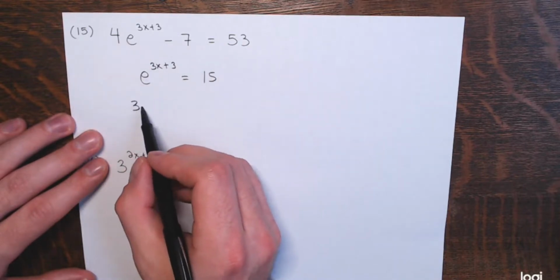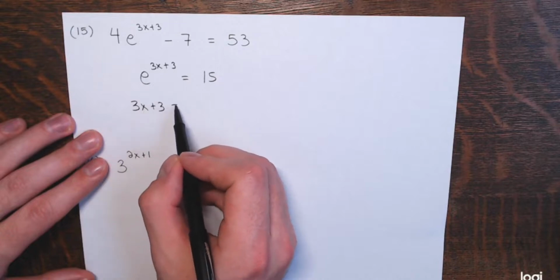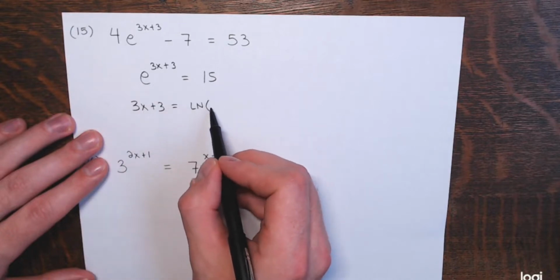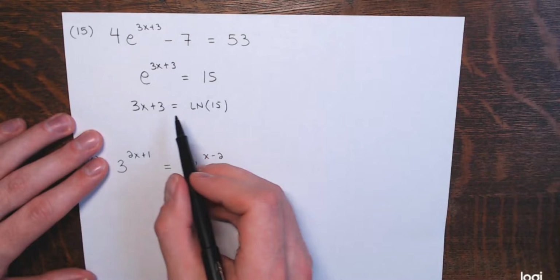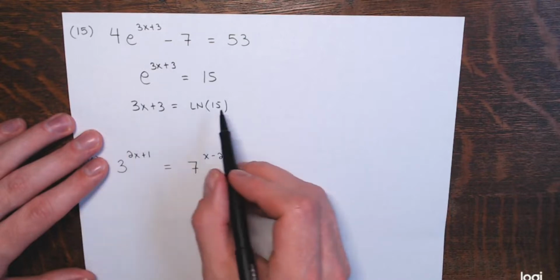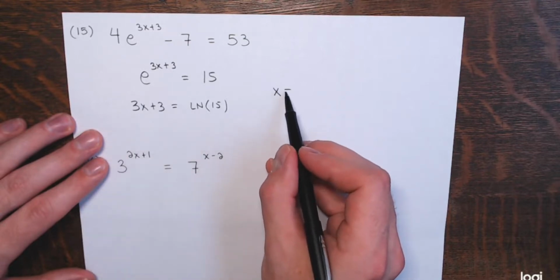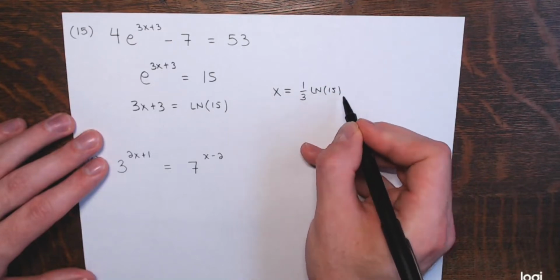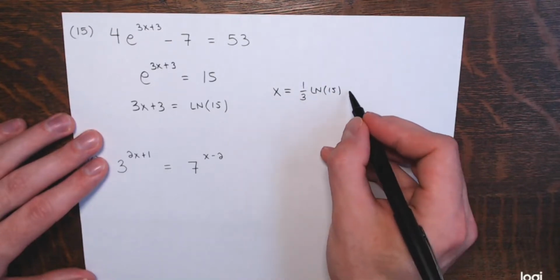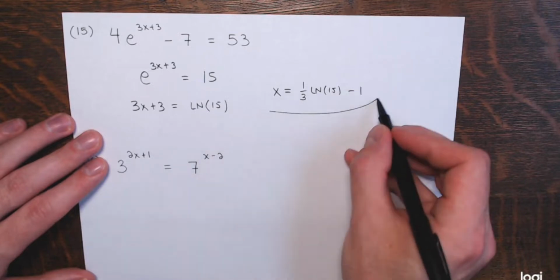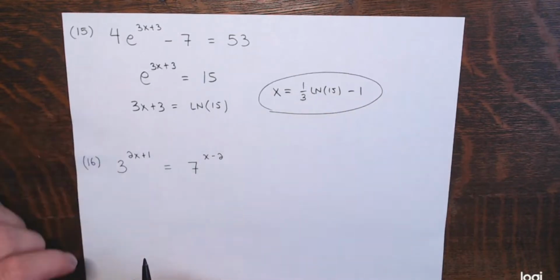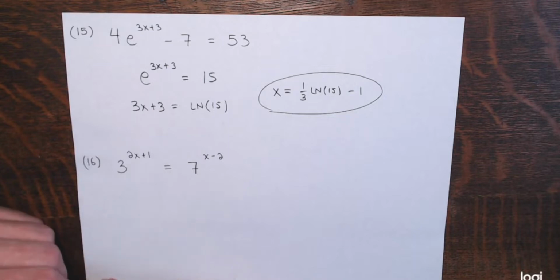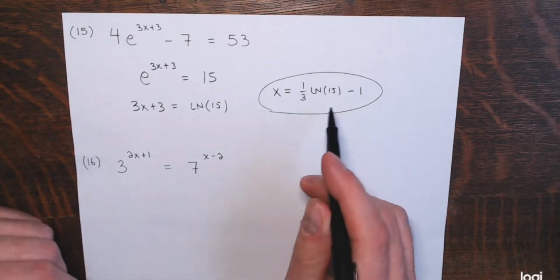Then I change to log form. 3x plus 3 must be equal to the natural log of 15. Then I would subtract 3 and divide everything by 3. Right? So x equals 1/3 times the natural log of 15 minus 1. Whatever that number is. Again, I leave it to you to punch that in, check it out from here on out.